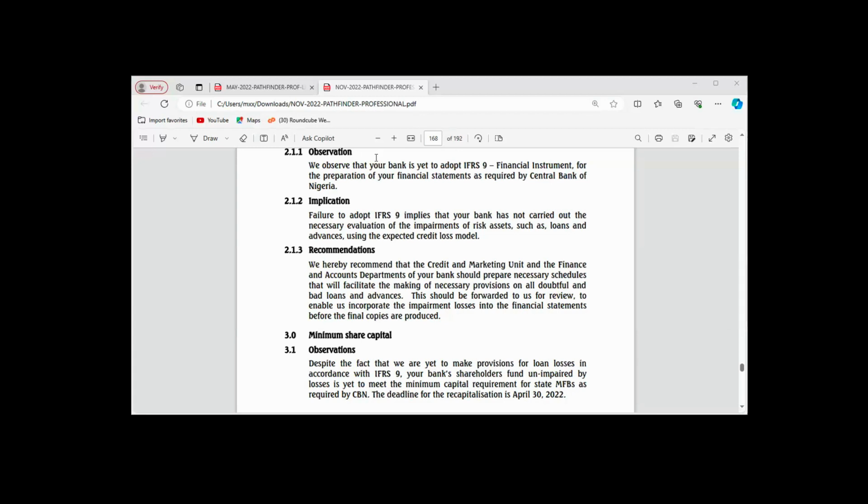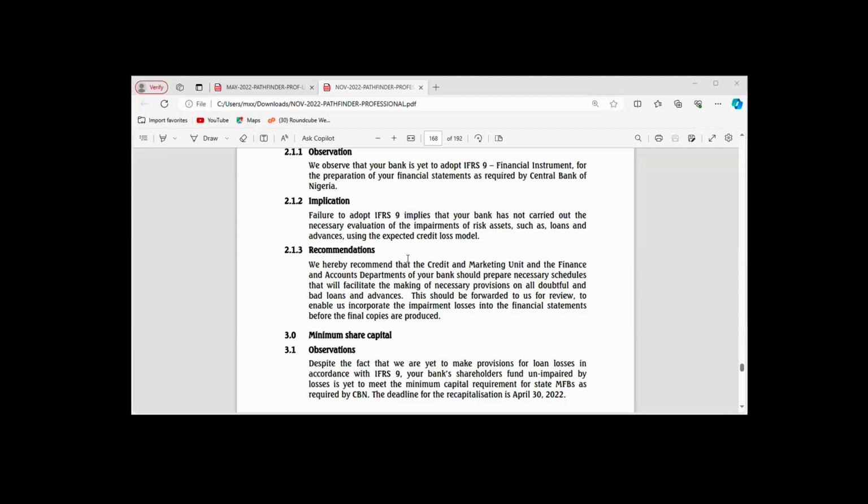So IFRS 9 makes use of a model, right? That is what this question is talking about, that they need to make necessary provisions for impairment of risk assets. So as a microfinance bank, you are giving out loans and you are not 100% sure whether the customers you're giving these loans to will pay back in full when the loans are due or when payment is due. So what that means is that you need to make a provision for a possible loss that may arise. So IFRS 9 makes use of a model called the expected credit loss model.